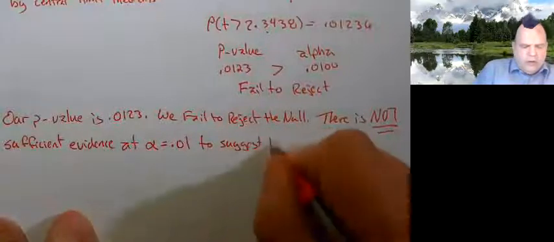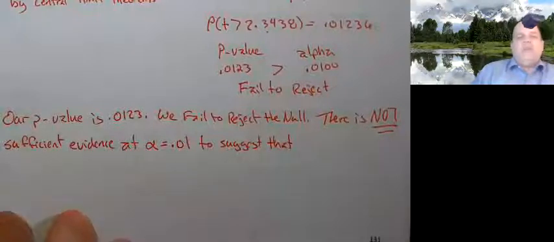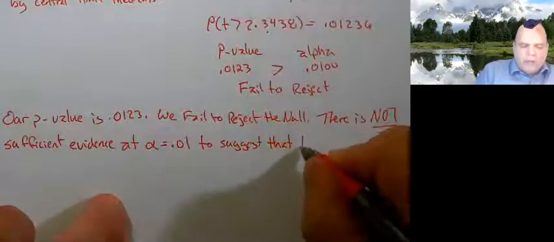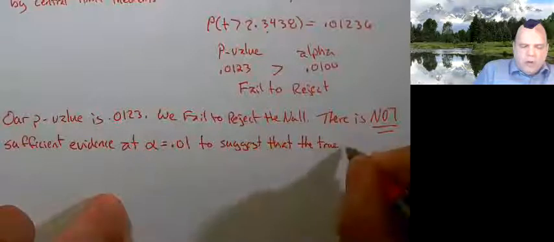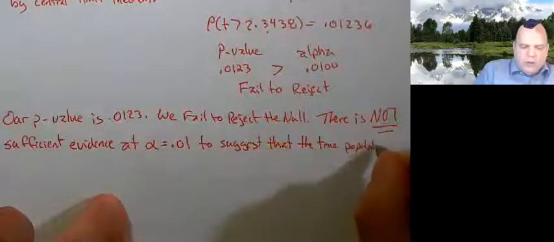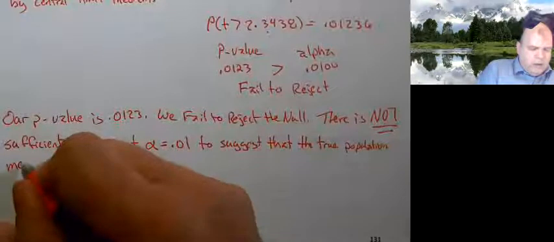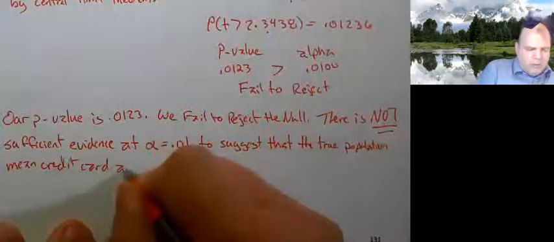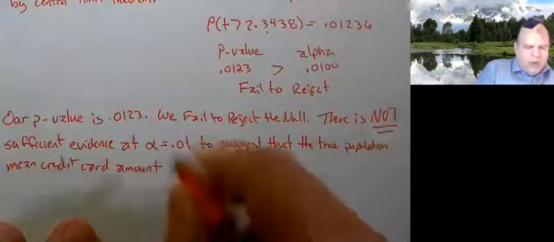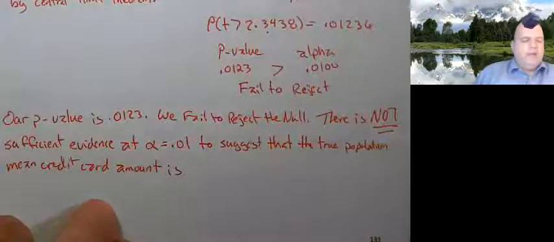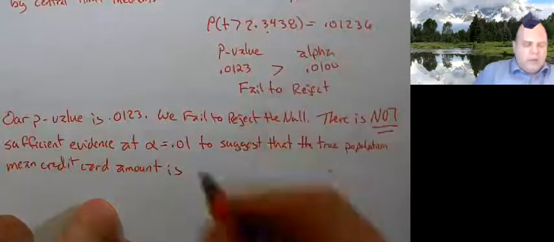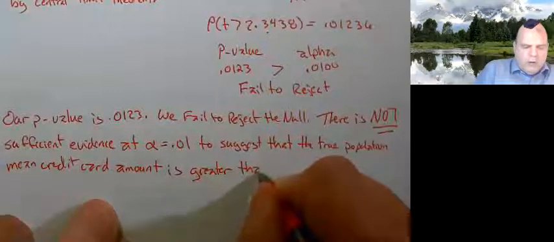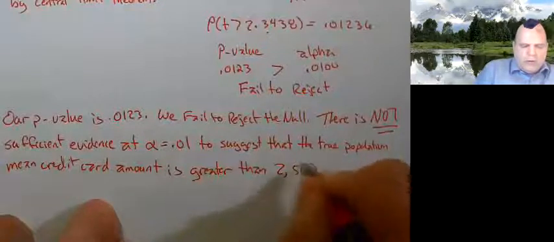suggest that. Now we restate our definition, and our definition was a true population mean credit card dollar amount. That the true population mean credit card amount is, restate the alternative in words. We had a greater than symbol, so is greater than $2,500.